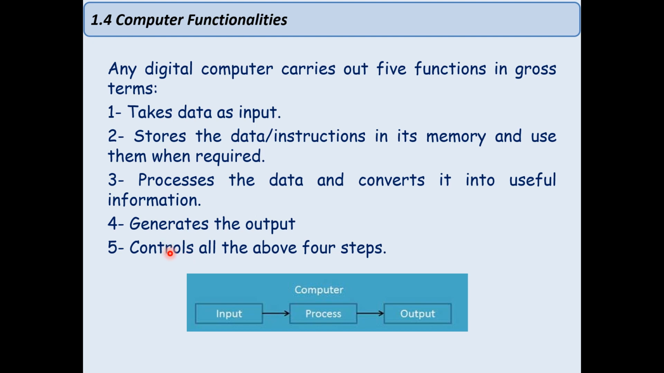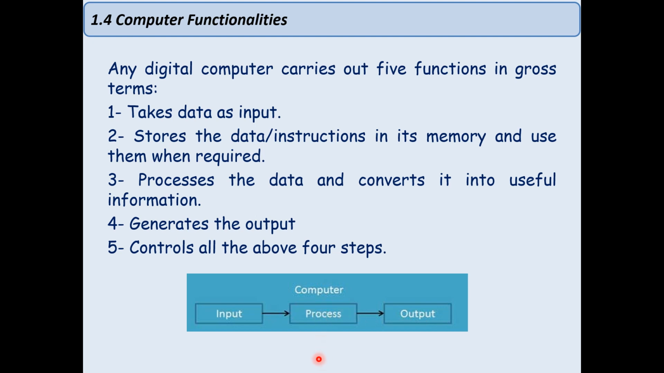The computer must have the ability to control those things, which is going to be done by the microprocessor. It is the microprocessor that controls all those 4 functionalities. So to summarize, we can say the computer takes data as input, then processes the entered data, and then gives output based on the process.